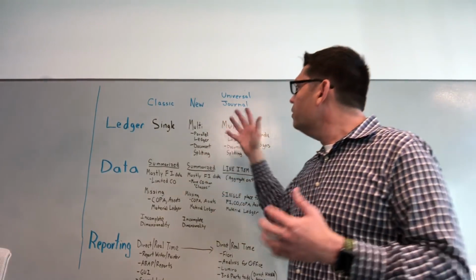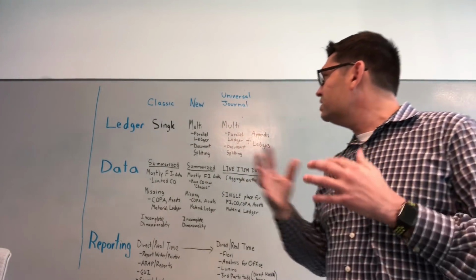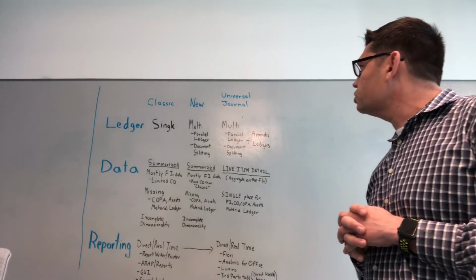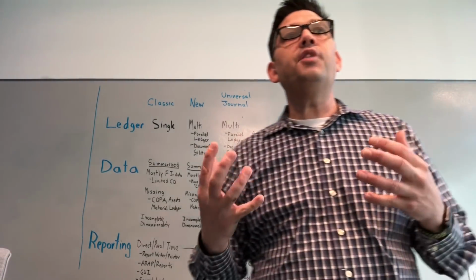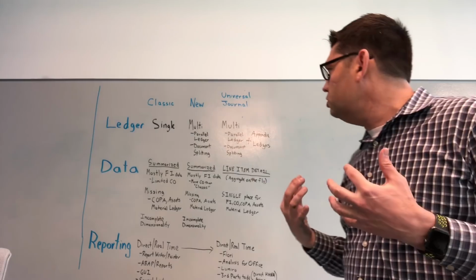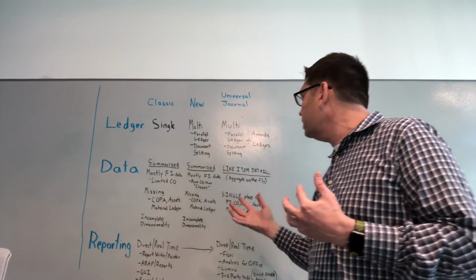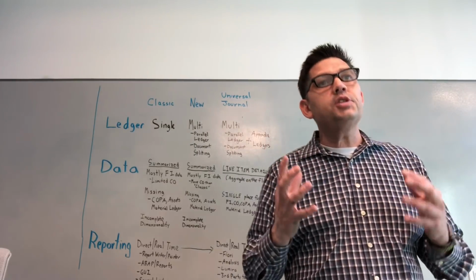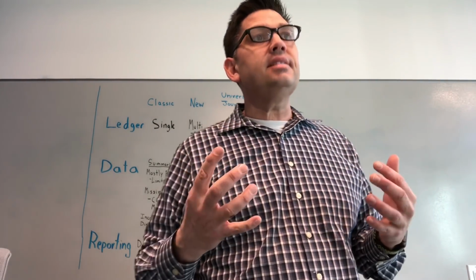So moving over to new GL gave us that new functionality. And then finally, when we moved over to the Universal Journal, we inherited a lot of the functionality of the new GL. So we continue to have the parallel ledgers and document splitting. But one new thing that we've added is the opportunity to have what's called an Appendix Ledger.